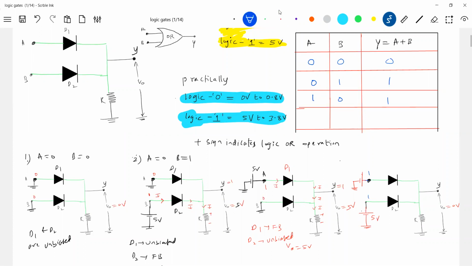Okay, looking at this, what will be the current? They're parallel, no? Two cells are in parallel. Okay, find this one. So how much will the output voltage be? 5 volt.